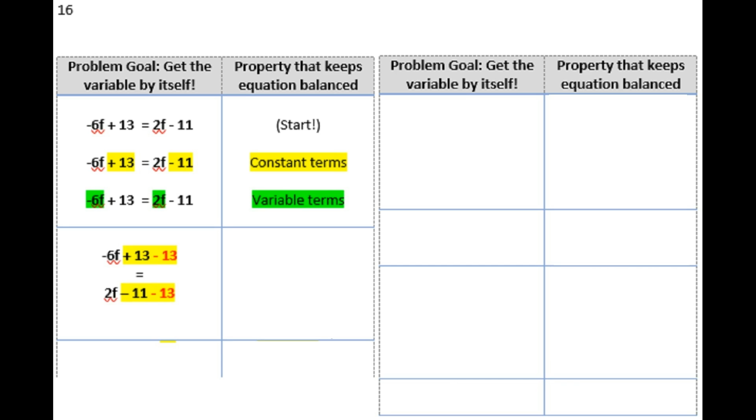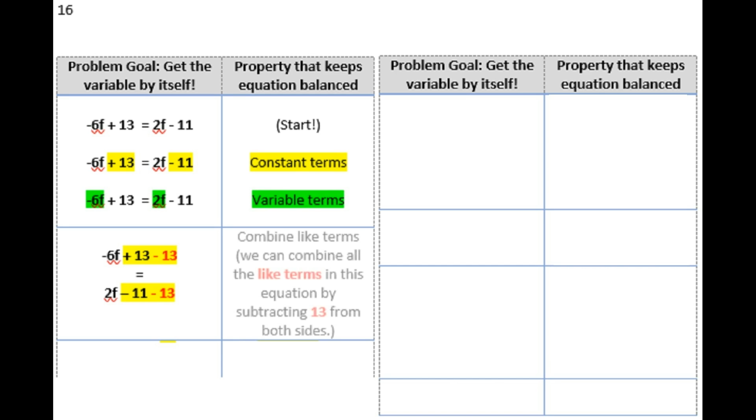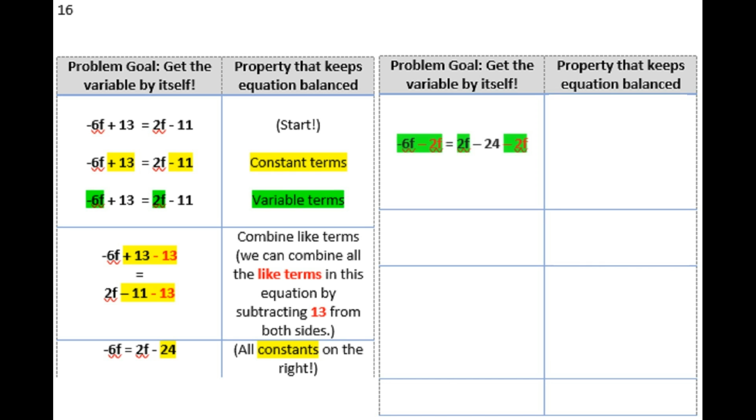So the first thing I decided to do here was to get rid of that 13 on the left-hand side. So we're going to subtract 13 from both sides. That ends up being negative 6f equals 2f minus 24. That's negative 11 minus 13. Now we have all of our constant terms on the right. The only thing we have left are our f terms.